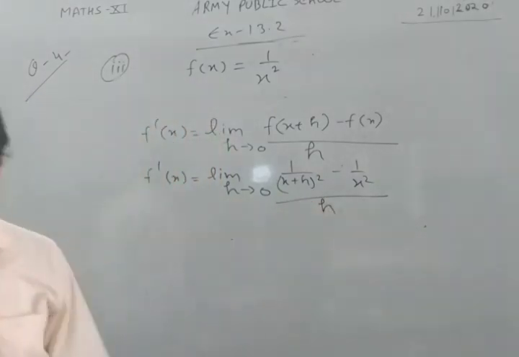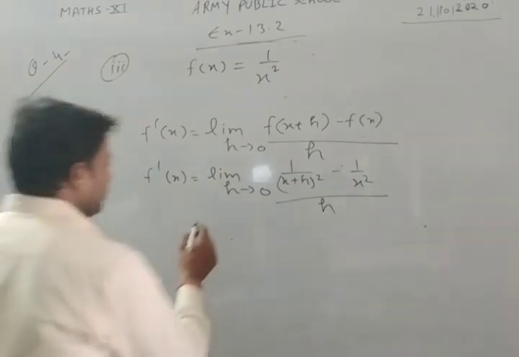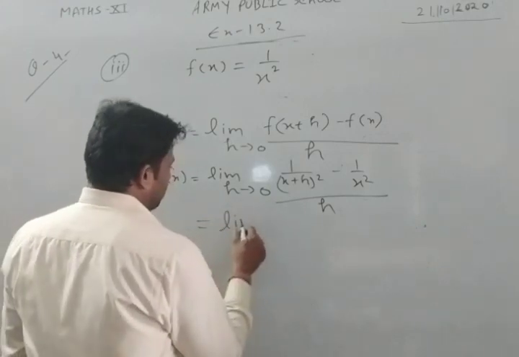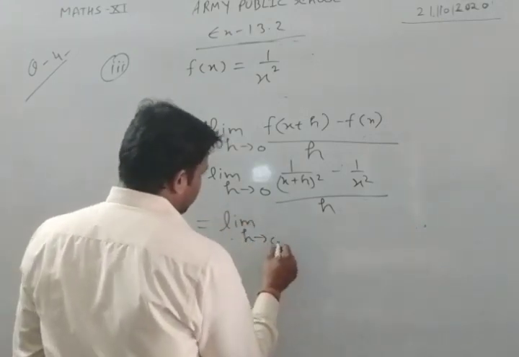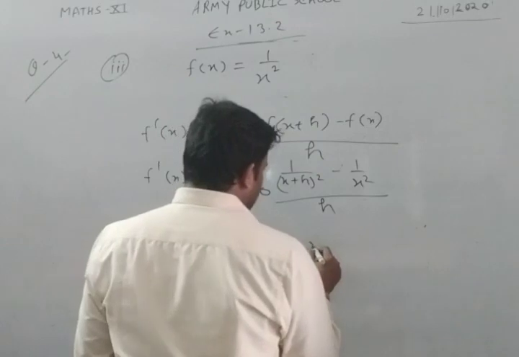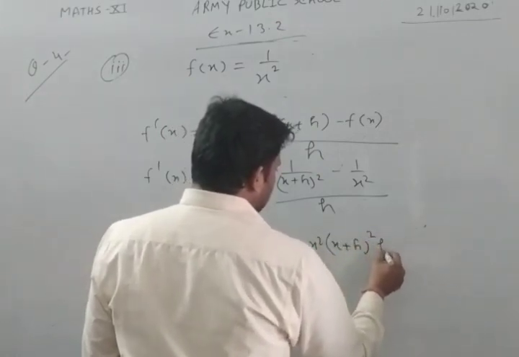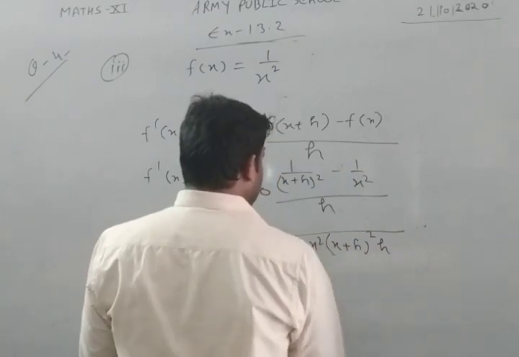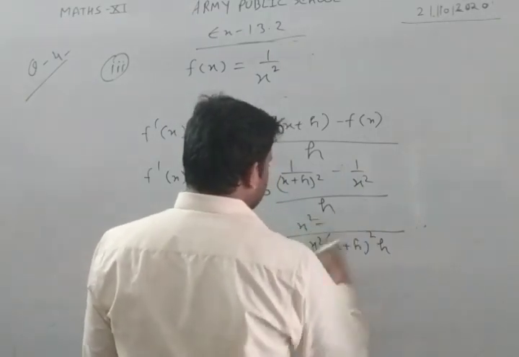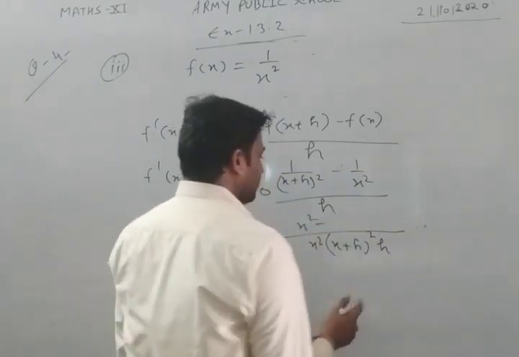Okay, we can write this in the form. Now we will take the LCM and we will solve it. We get limit h tends to 0. The LCM is x square x plus h whole square, and this is our h. We are getting x square minus, this x square will be cancelled.